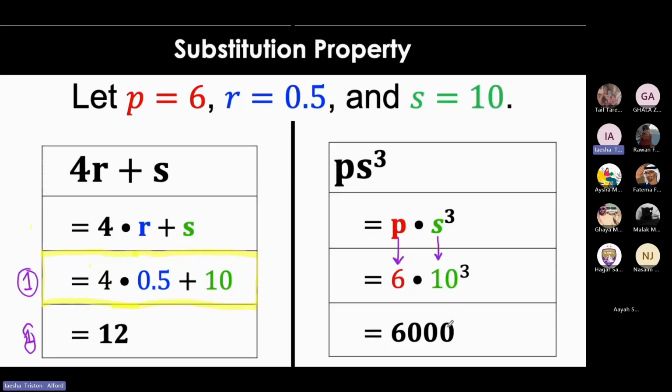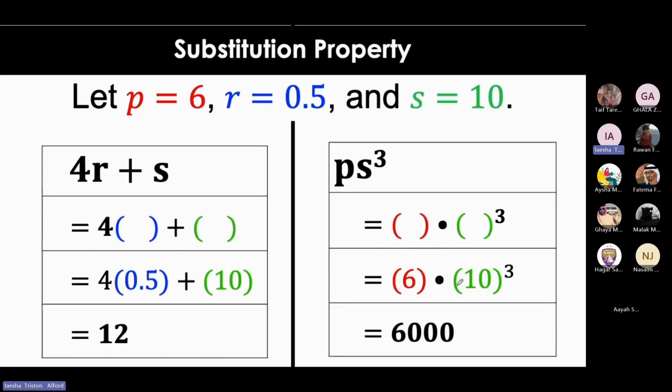Let's see another method about how we can use the substitution property. Also, before I go on this method, if you're going to use this way, if you have a negative, you need to make sure you put it in parentheses. Again, if you have a negative, you need to make sure you put it in parentheses, especially for the exponent, because it can change the value of your answer.